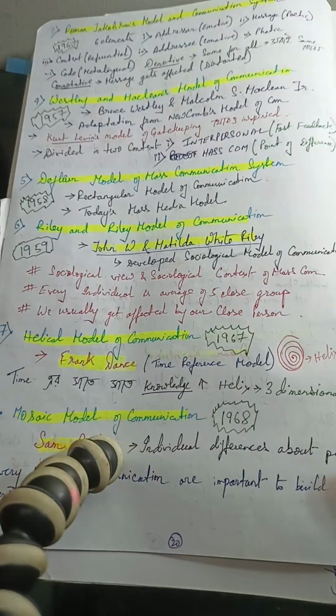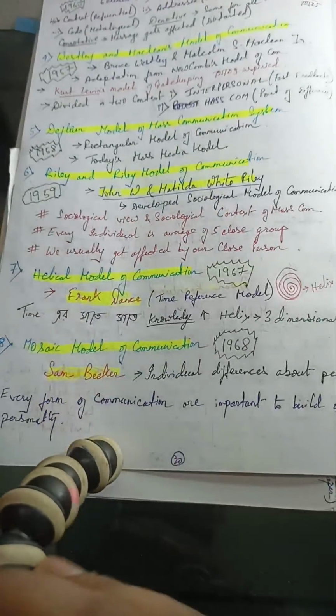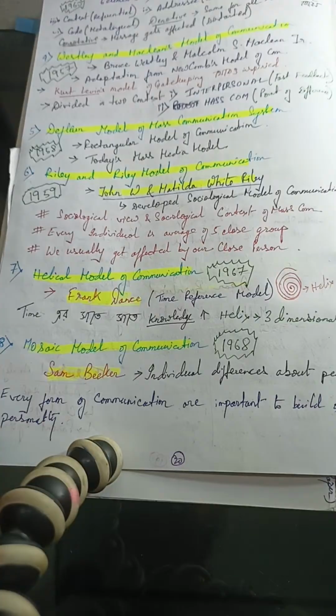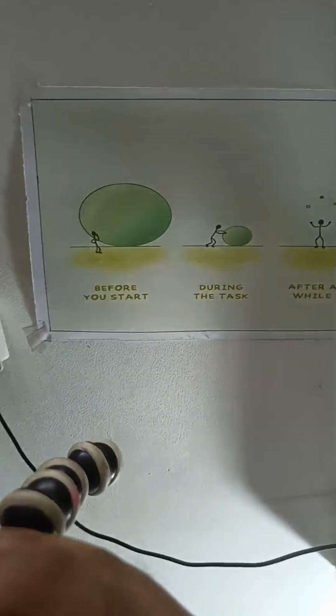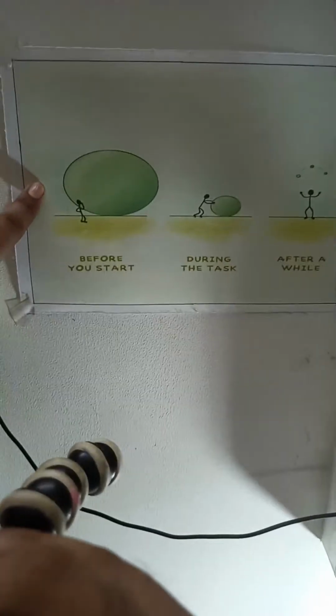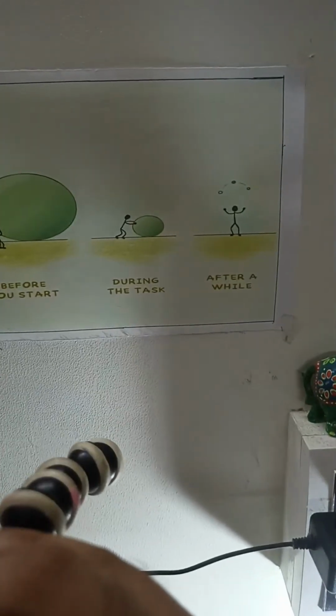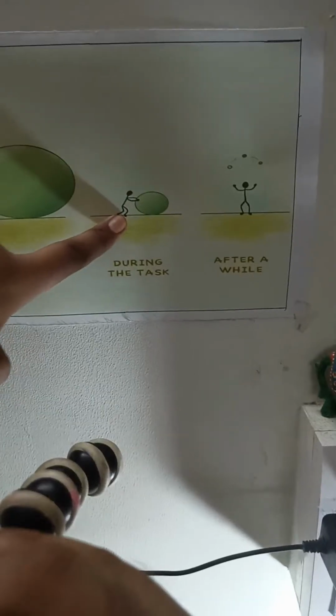Now we have the helical model of communication. It is also known as Frank Dance's model of communication. It's a time reference model. With time we uncover things, right? So I can give you one example. Before we start anything, things look like this, big stuff. After, during the task, it becomes this much easier.